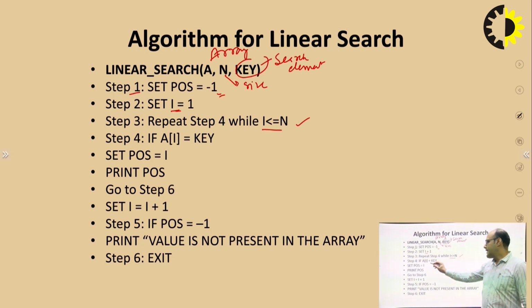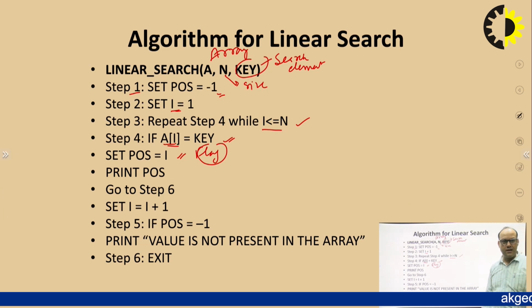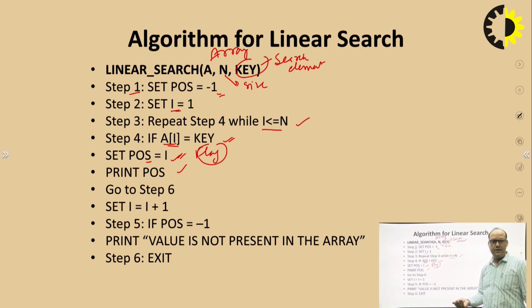If at any particular position A of I the key is found, then I will set the position equal to 1. This position is a type of flag, a type of signal. If the element is found, then the value is updated to 1 and we will print that value. Otherwise the variable holds -1, and -1 reflects that the element is not present in our search.